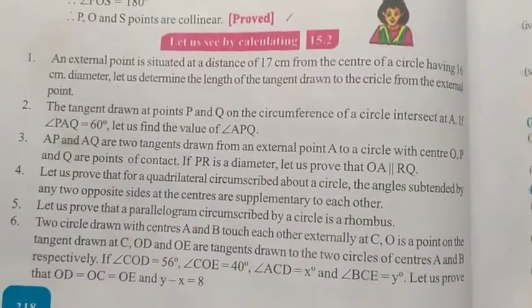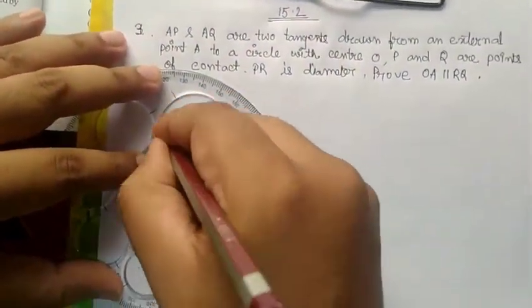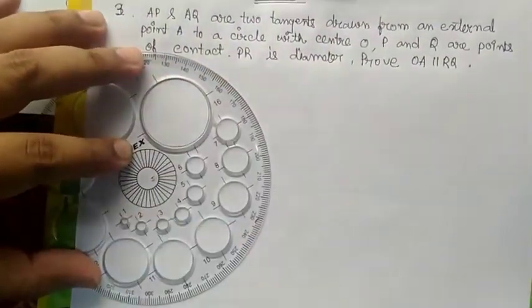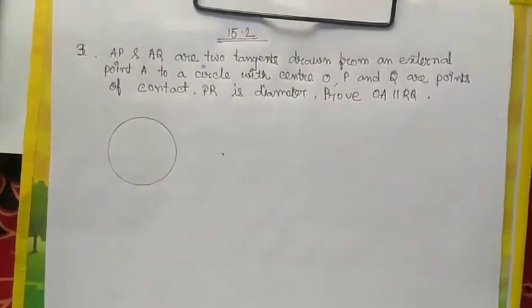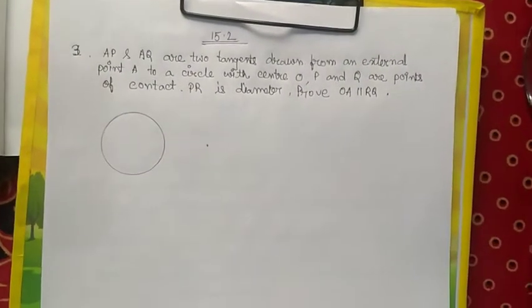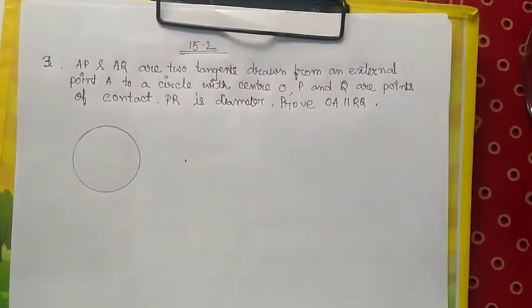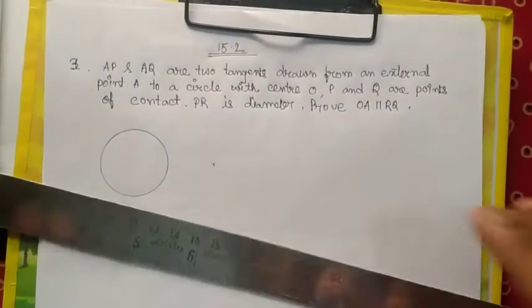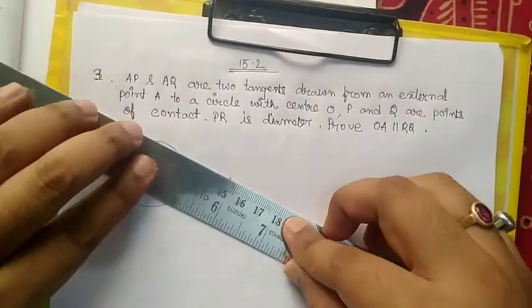So therefore, first of all, we have to draw the diagram. We draw the diagram like this. This is the circle. This is the outer point A. From the outer point, we have to draw two straight lines, two tangents. So therefore, now this is the scale. We have to draw first AP.